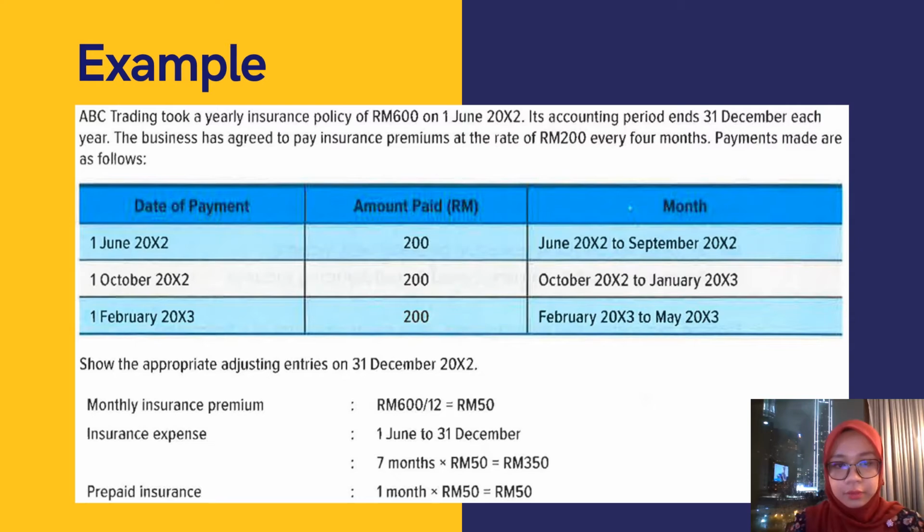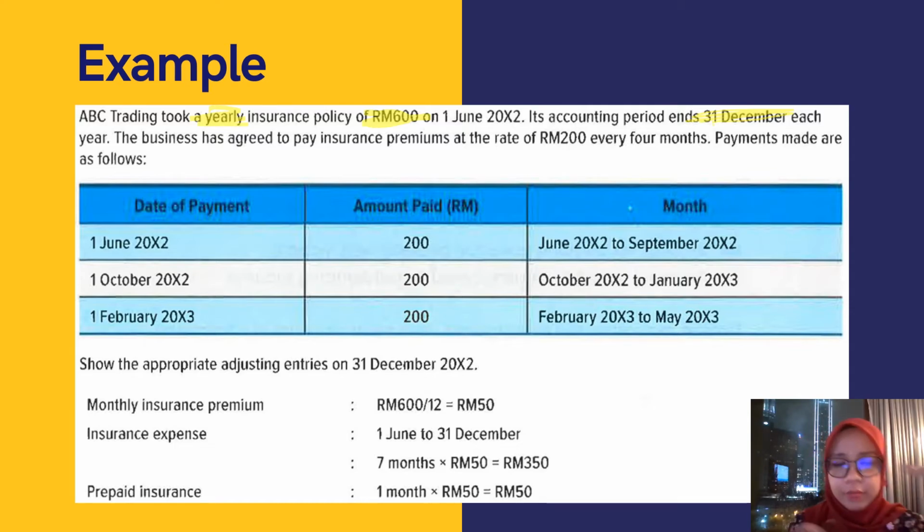In this example, ABC Trading took a yearly insurance policy of 600 ringgit. 600 ringgit yearly means 600 ringgit per year, on 1st June 20x2, and the accounting period ends at 31st December each year. So we have to calculate from June until 31st December.